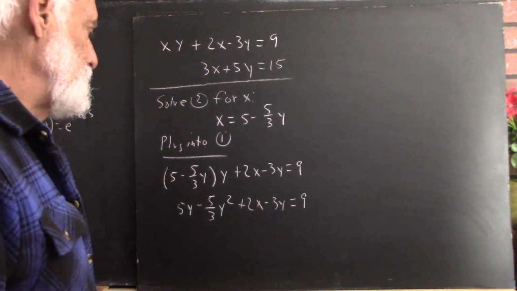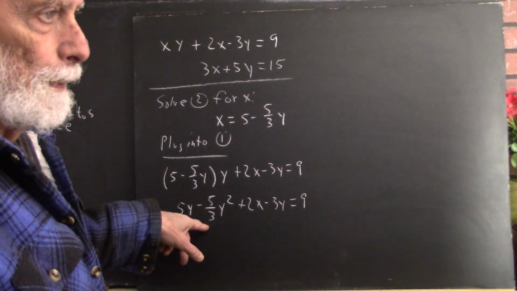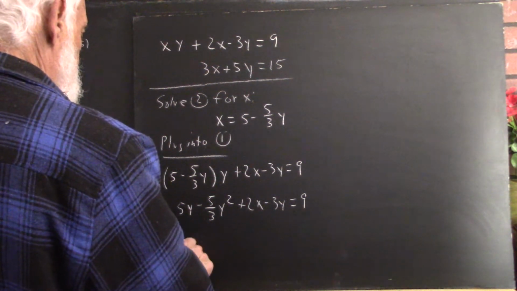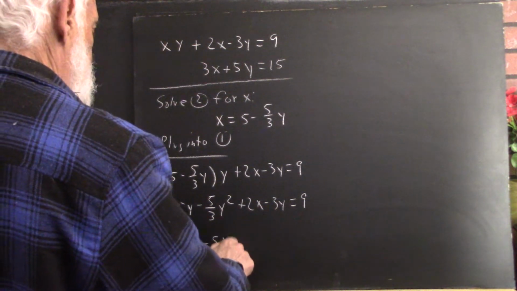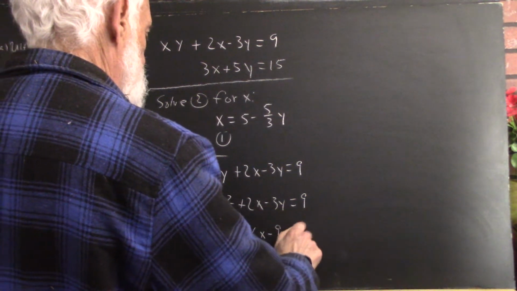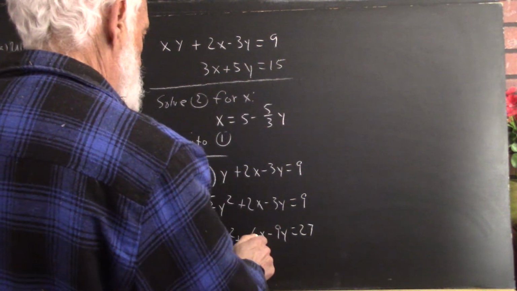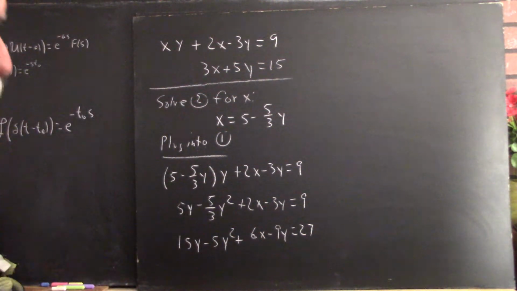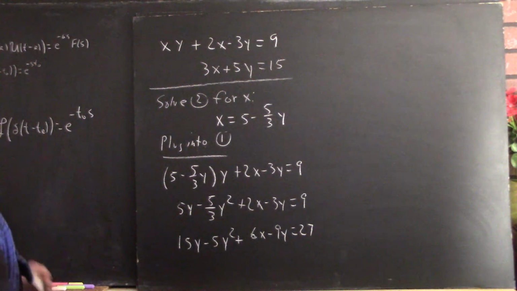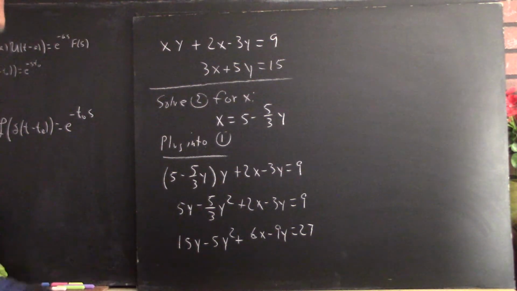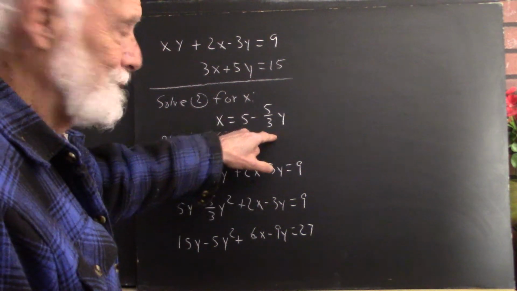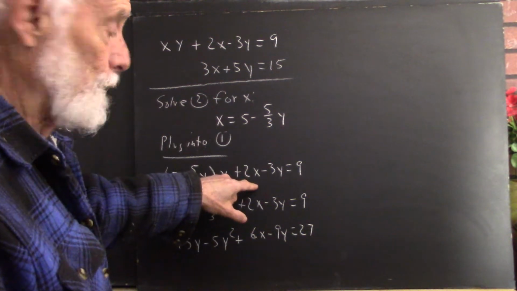And as I always advise, we multiply by the common denominator, and there's only one denominator, that's 3. That gives us the equation 15y minus 5y squared plus 6x minus 9y equals 27. And if I've done that correctly, we have an equation in y. Well, we don't have an equation in y because I didn't plug in the value of x, or the expression for x here.